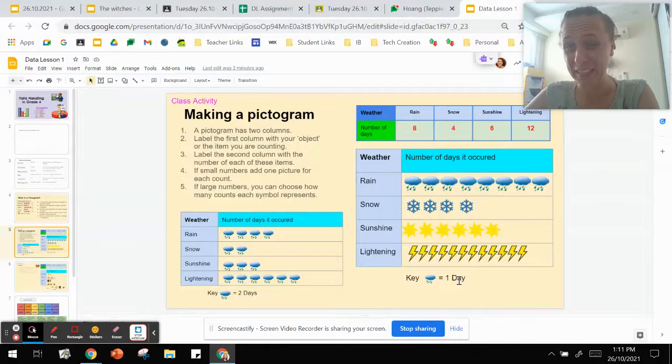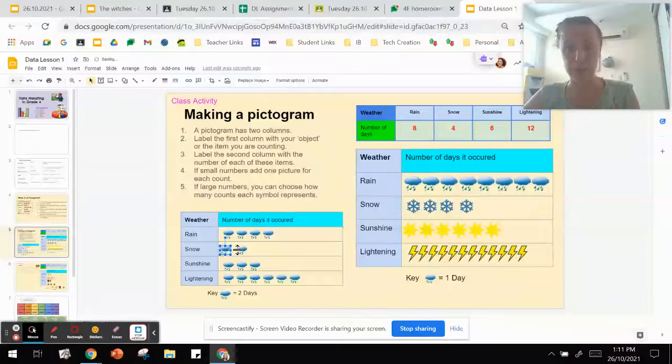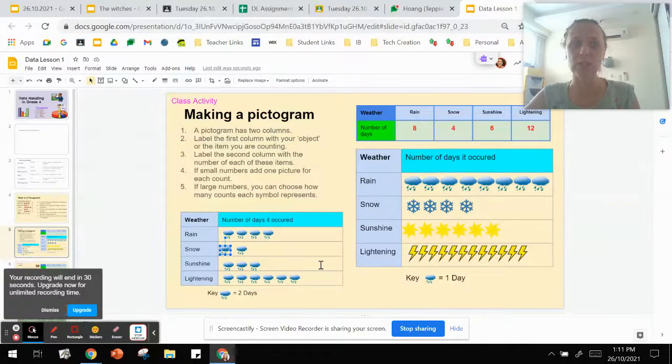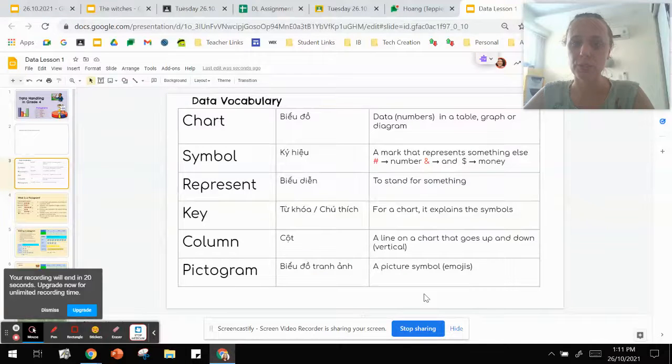If you don't look at the key carefully, you would think that it snowed more days here than here, because this has 2 and this has 4. But if I look at the key, each one of these symbols equals 2. So this really is 4 days. And this one is also 4 days. So we have to be very, very careful that we look at the key carefully. So your job is to copy your data vocabulary down in your math notebook.